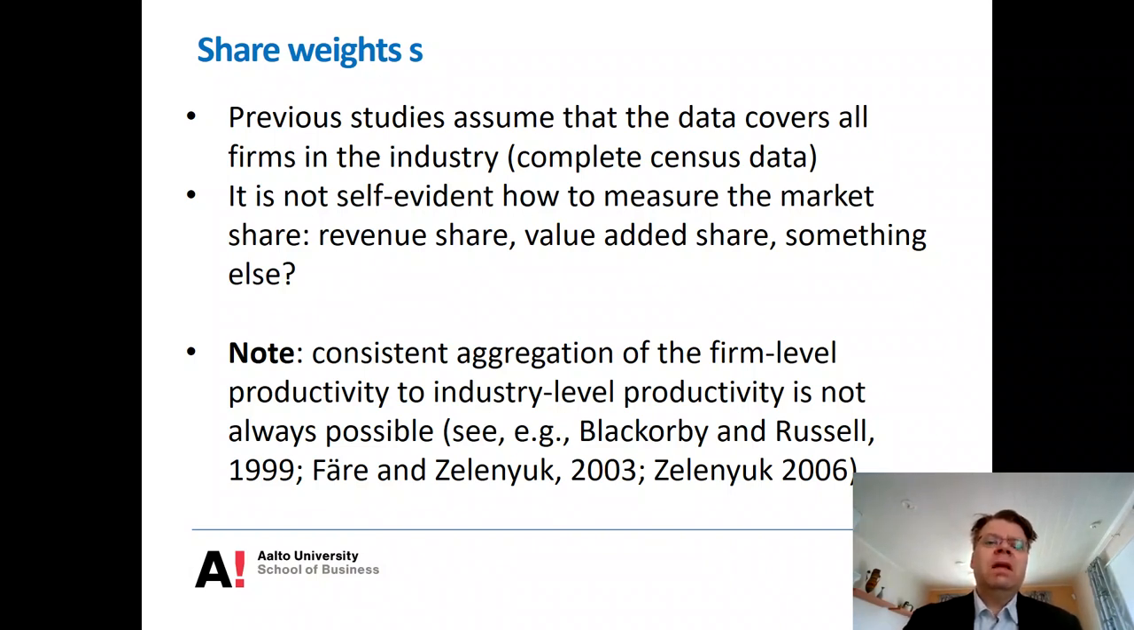So at this point, I just mainly point out that it's not always self-evident that we can have this equation that Olley and Pakes just take as self-evident, that firm level productivity can be aggregated by using share weights to industry level. If there is not this kind of consistent aggregation, then this equation would fail immediately. So that would be in some sense the first step, to make sure that these productivity measures are such that can be aggregated from firm level to the industry level.